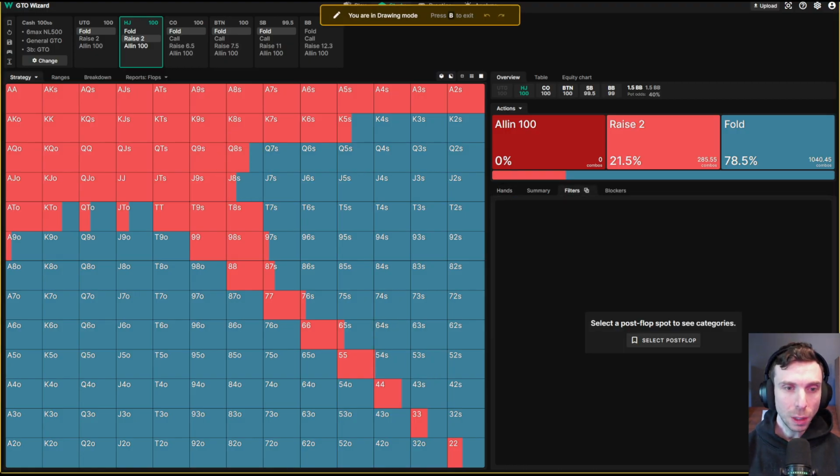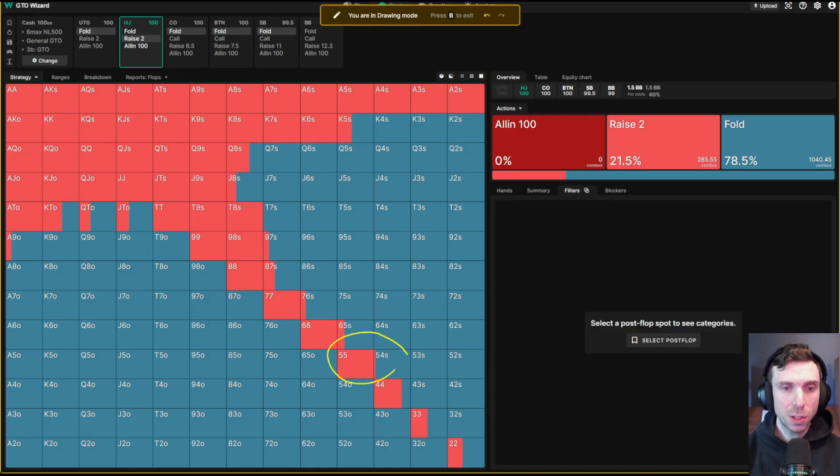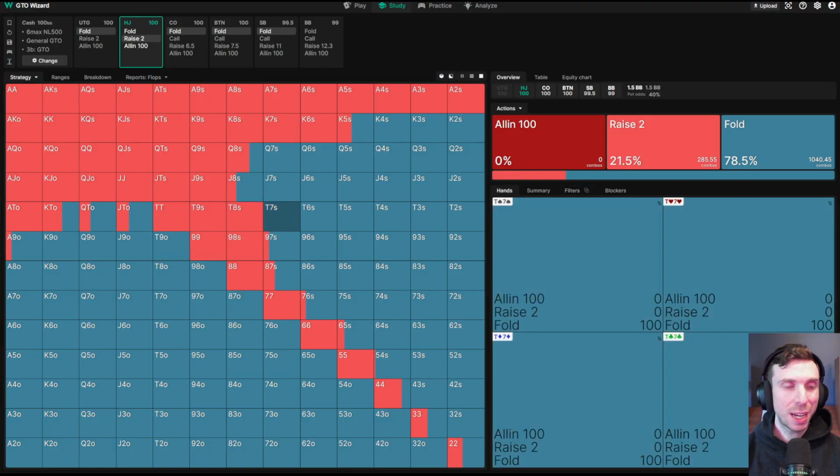So you are going to see some Queen 10 off, Jack 10 off at the bottom. Ace 9 off starts to open at a small frequency. King 5 off, or King 5 suited, as the weakest suited king. And the low pairs are mixing a frequency, so 4s, 3s, and deuces, but 5s is the threshold for pure opening. So pretty standard opening range.